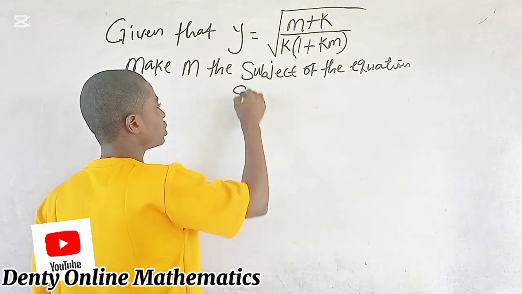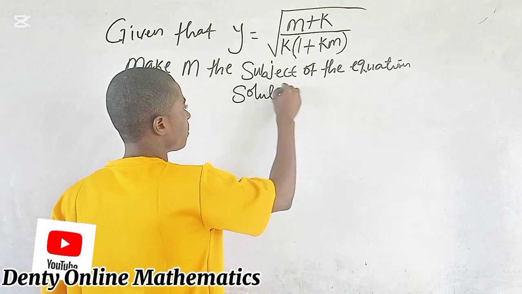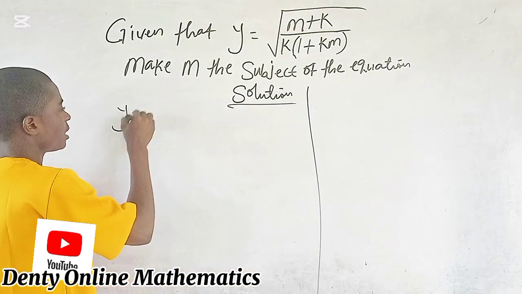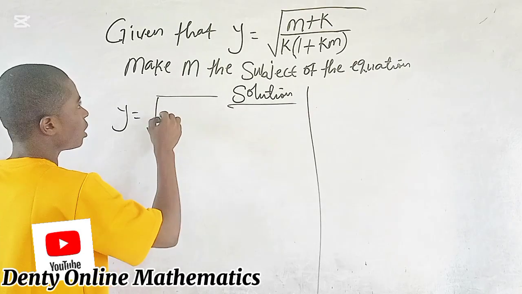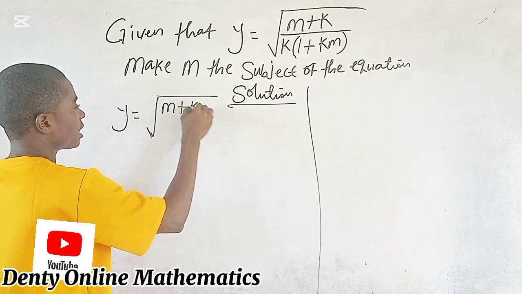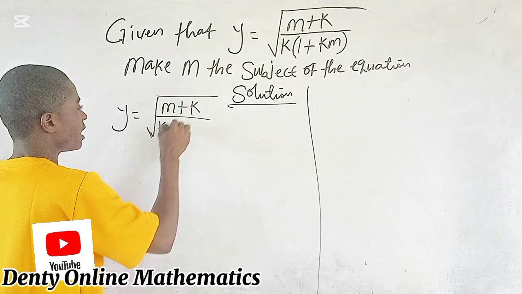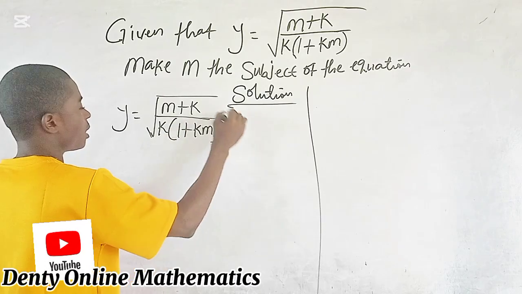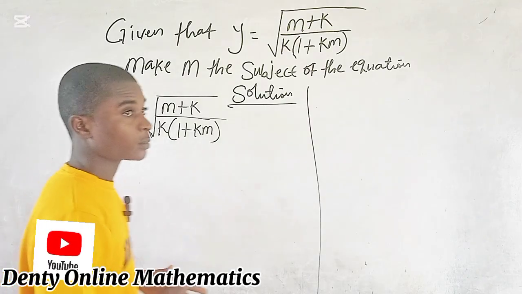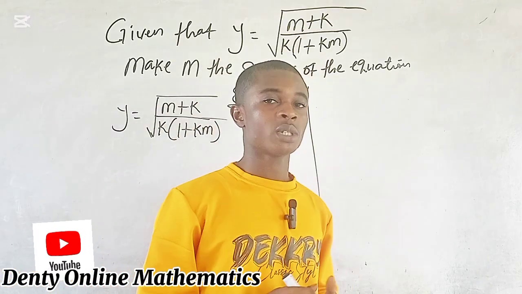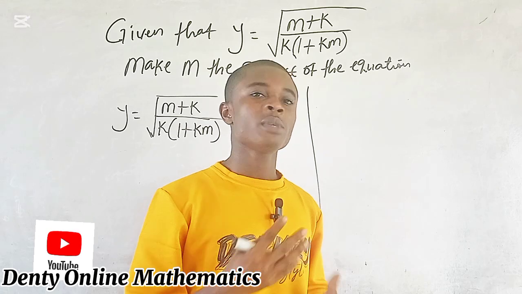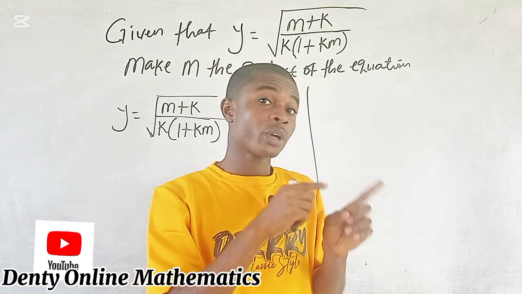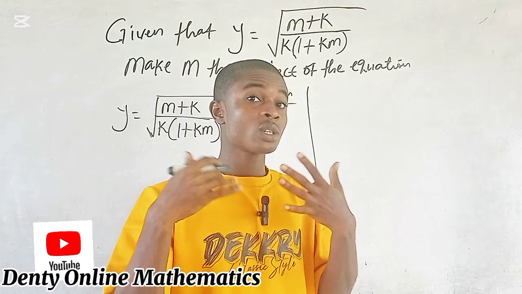Now here is the solution to this problem. Alright, we have y equal to the square root of (m plus k) divided by k, into (1 plus km). Now, when you're asked to make something the subject, it means you're asked to make that particular variable, that particular thing you're looking for, stand on its own.